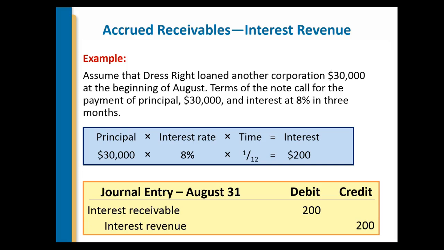At the end of August, Dress-Right recognizes $200 in interest revenue: 30,000 times 8% times 1/12. The adjusting entry is a debit to interest receivable and a credit to interest revenue for $200. If this entry doesn't get recorded, net income, assets, and shareholders' equity through retained earnings would all be understated.